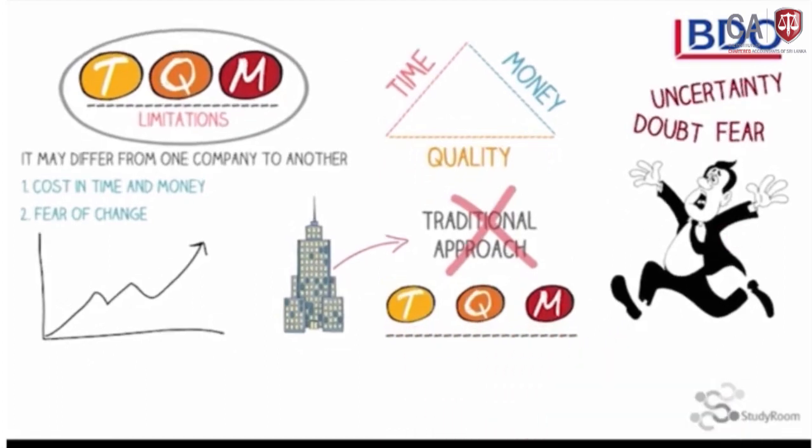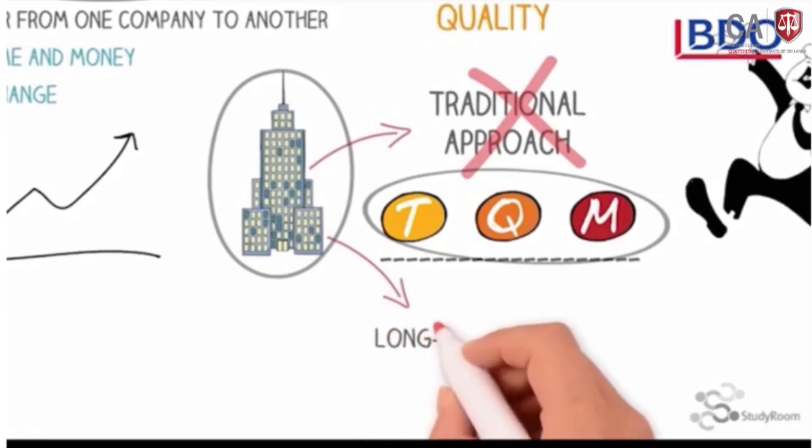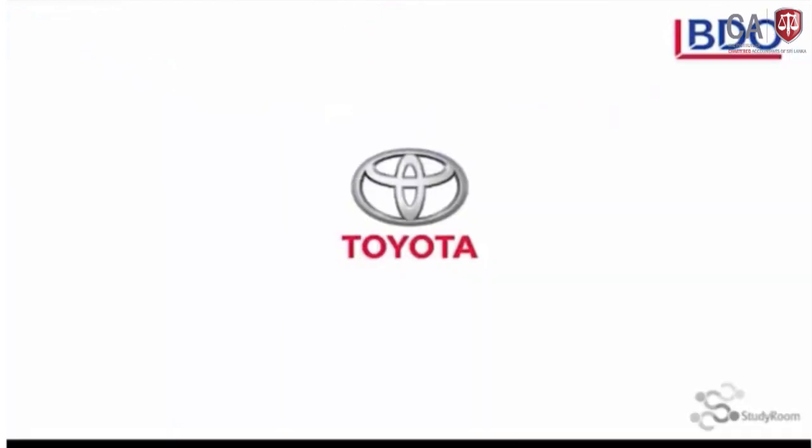Despite these limitations above, there are companies that have successfully implemented the TQM approach and have gone on to achieve long-term success, growth, and survival. An example of such a company would be the Toyota Motor Company.